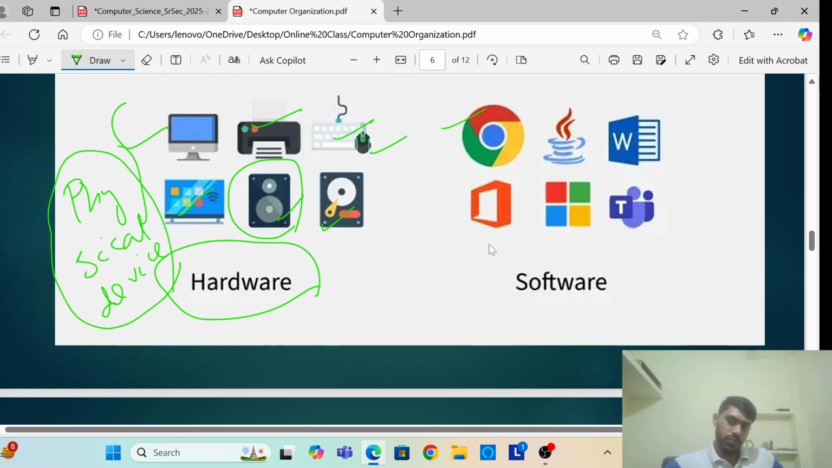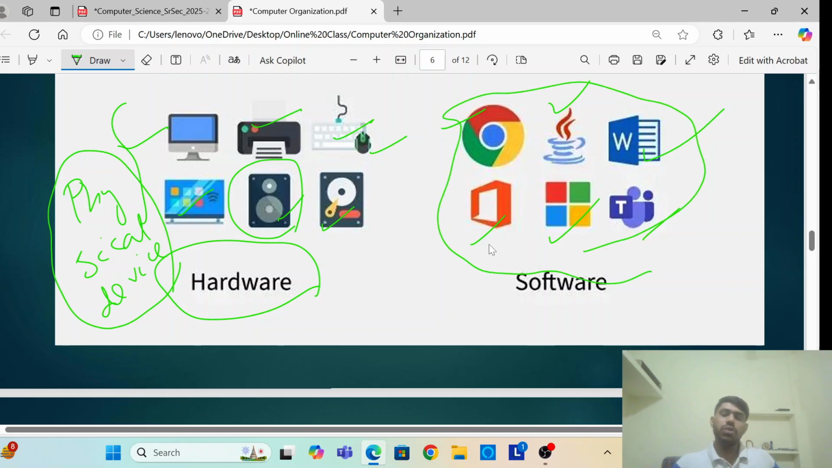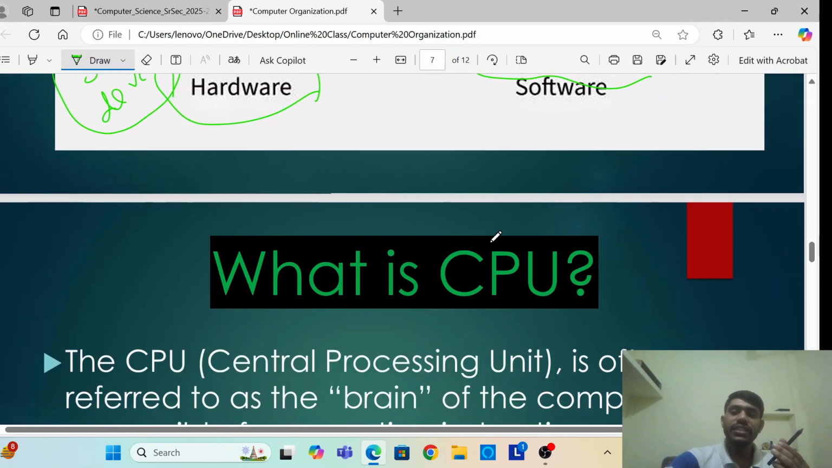So Chrome, Java, Word, Microsoft Office, Windows, TeamViewer are different software. A lot of software, a variety of software, we are using nowadays. So this is how we can see the computer system is evolving and things are changing day by day. Moving to the next slide.